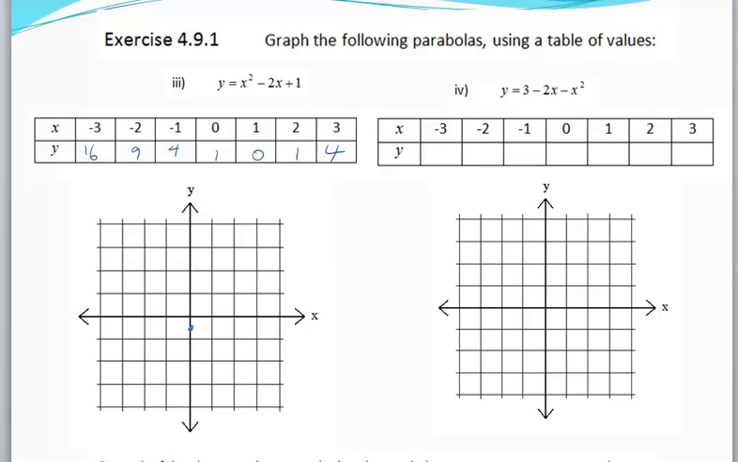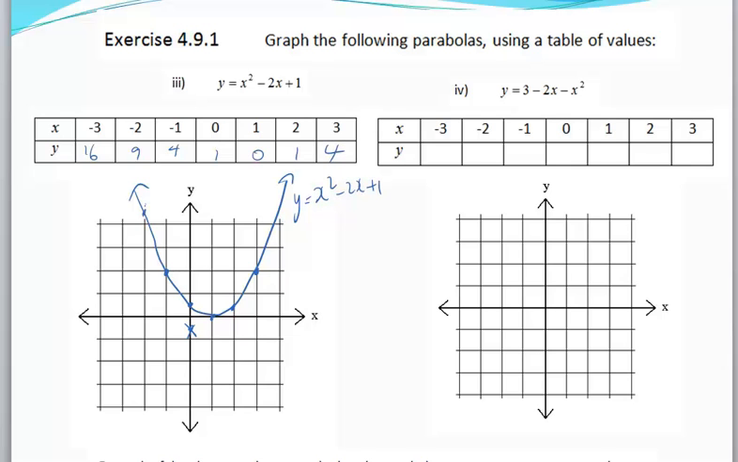Sorry, when we look at this, when x is 0, y is positive 1. So ignore that point there. When x is equal to 1, y is 0. When x is equal to 2, y is equal to 1. When x is equal to 3, y is equal to 4. Here negative 1 will also be 4. And negative 2 is 9, which is outside of our range here or slightly up here. So 9 will be here. And we label it y is equal to x squared minus 2x plus 1.